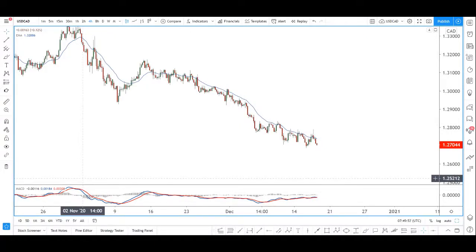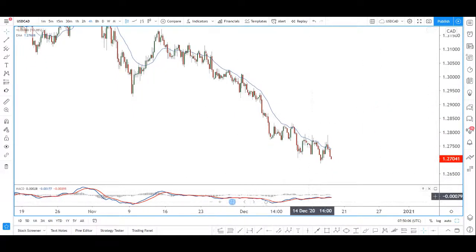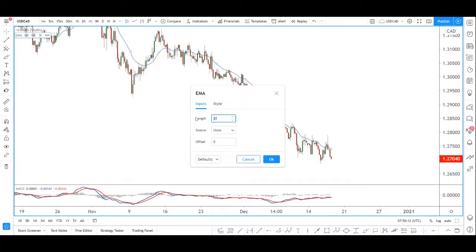And for today's trade of the day, very quickly, I'll be looking at the dollar CAD. What I have here is the 4-hour chart. And very simply, I've also overlaid the indicators already. MACD is below zero, showing the price is in a bearish environment. And also, price is trending below the 21 period EMA.